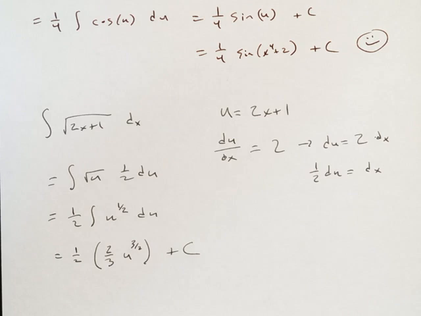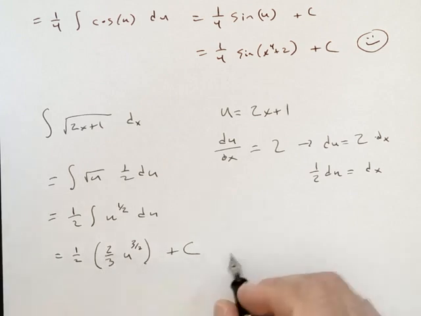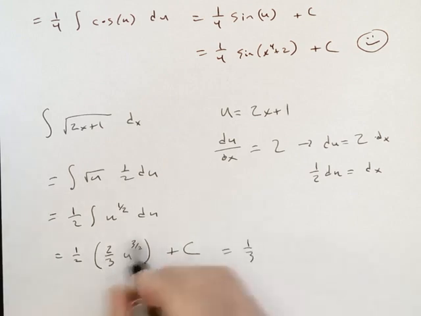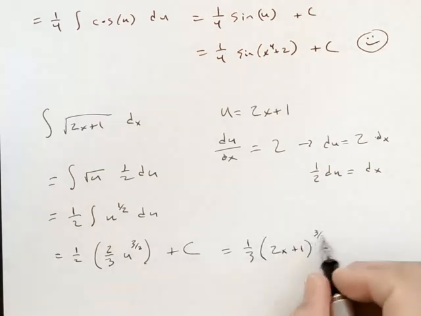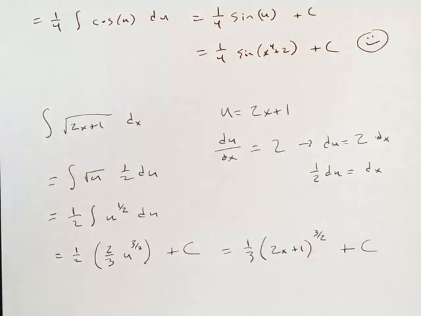Hey, I got to multiply those 2 numbers together. 1/2 times 2/3 is 1/3. Ugly stuff to the 3/2 plus C. Now, as far as I'm concerned, we leave it just like that. You could do some algebraic simplifications if you really wanted to. I think that's less useful. Questions?